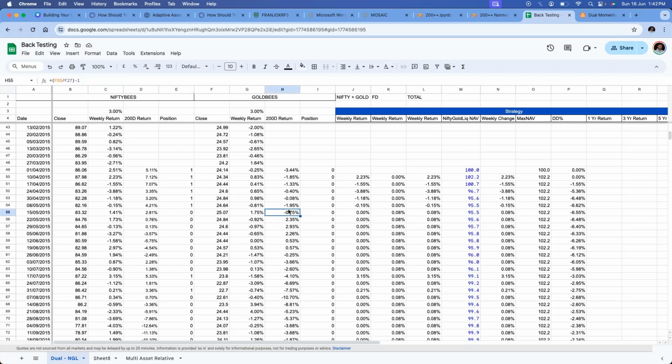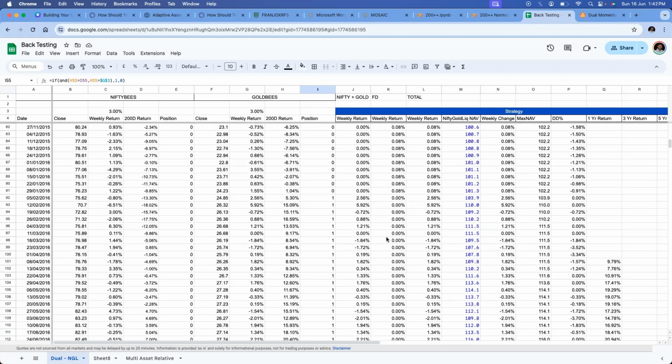Now let's check the case of gold. Gold also, the 200-day returns are minus 0.75%, which is worse than the Nifty returns and also less than the fixed deposit returns. So automatically this also will give a value of 0.